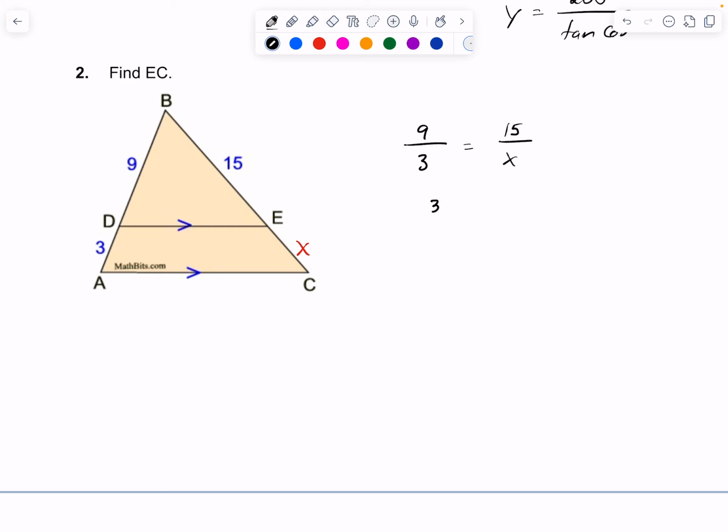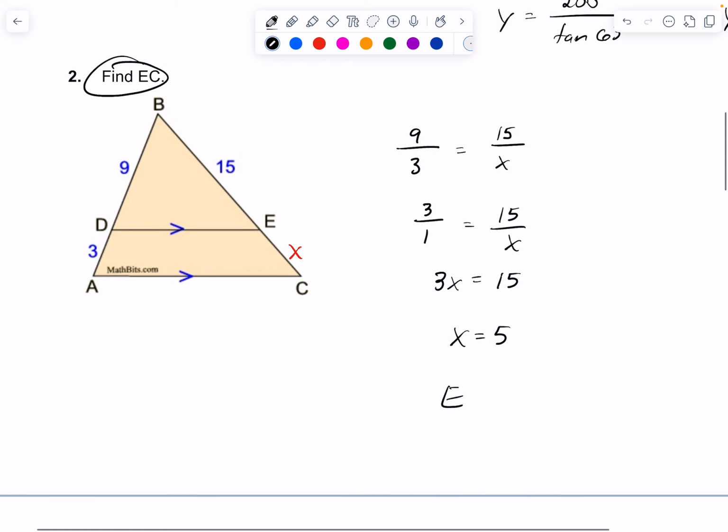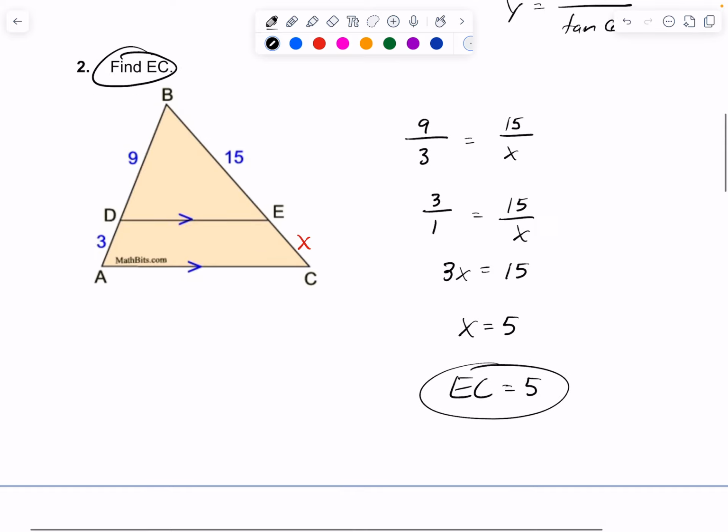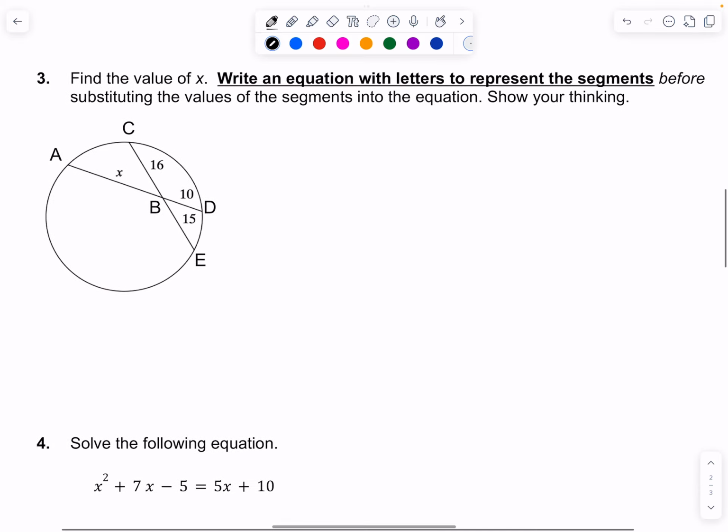I'm going to reduce 9 over 3 to 3 over 1. All right, I'm going to use cross products. So 3 times x is equal to 15 times 1, which is just 15. So x is 5. It's asking to find EC. So EC is 5 units. Okay, so that's number 2. Let's go to number 3.